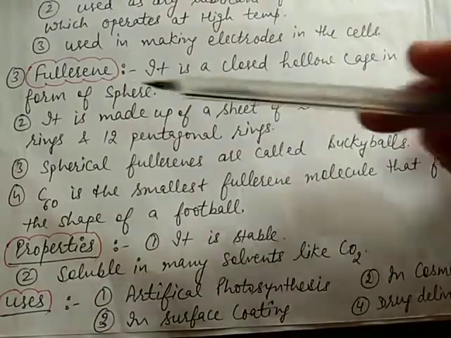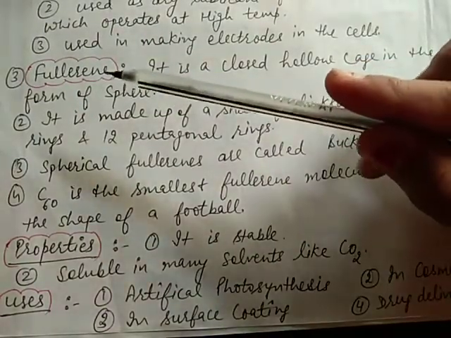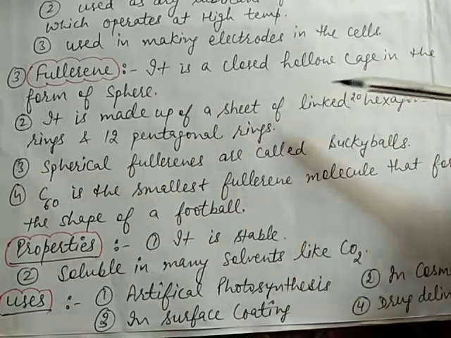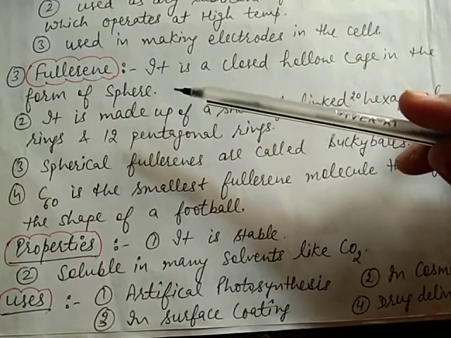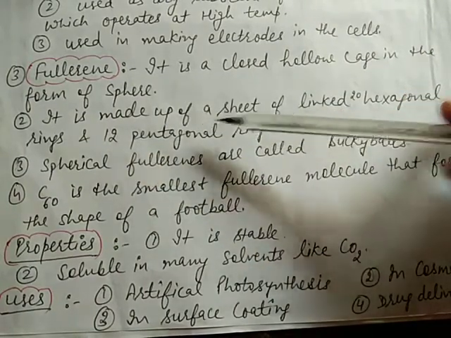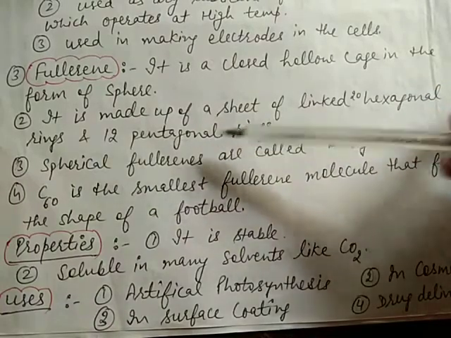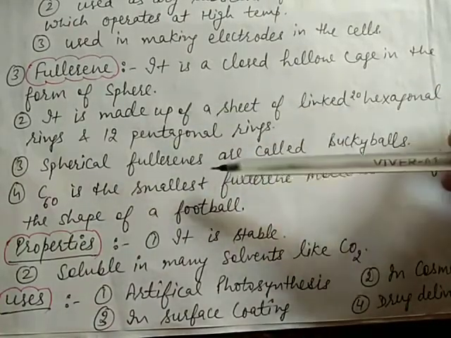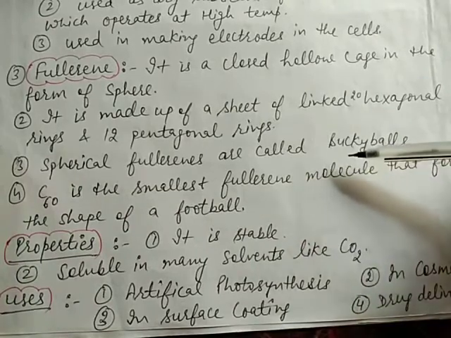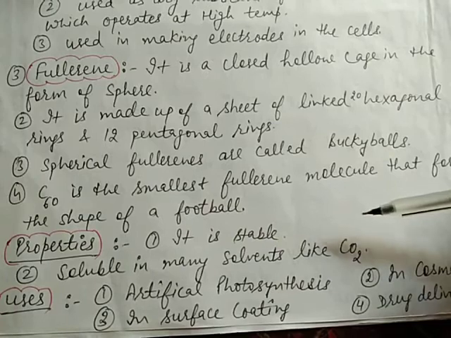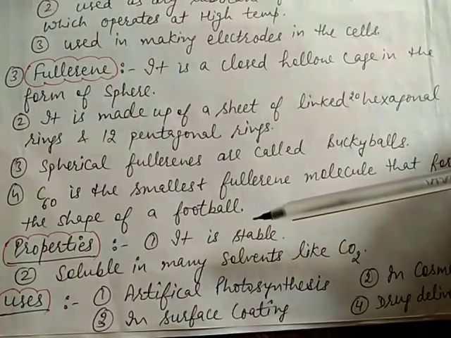Now the third allotropic form of carbon is fullerene. It is a closed hollow cage in the form of a sphere. It is made up of a sheet of linked 20 hexagonal rings and 12 pentagonal rings. Spherical fullerene is also called buckyballs. C60 is the smallest fullerene molecule that forms the shape of a football.